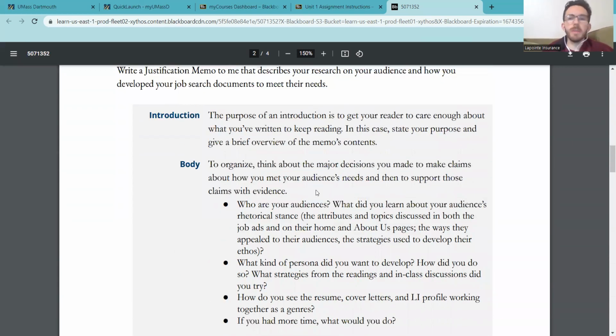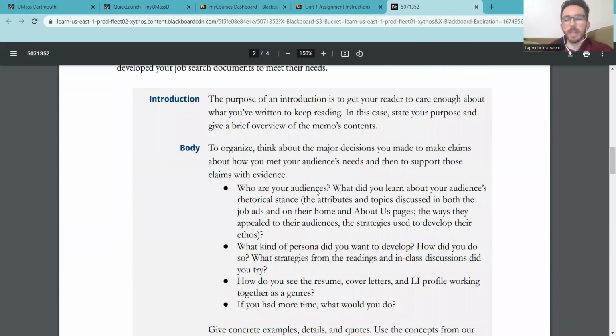This memo, you're going to be expected to just pull out concrete examples. So again, pick a few specific choices that you made in each job document and explain why you made them and why they're so important.